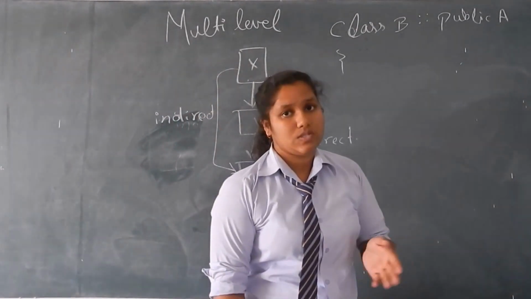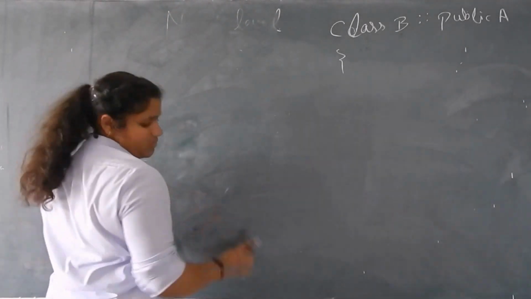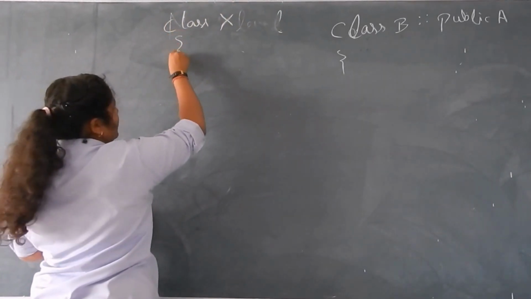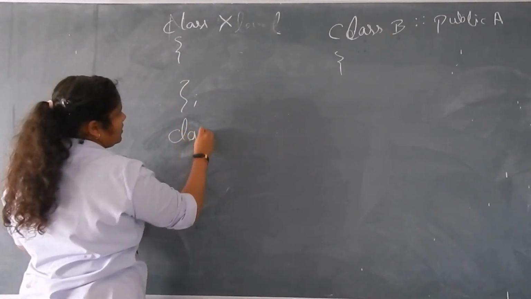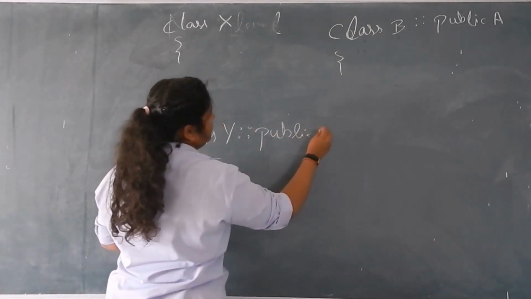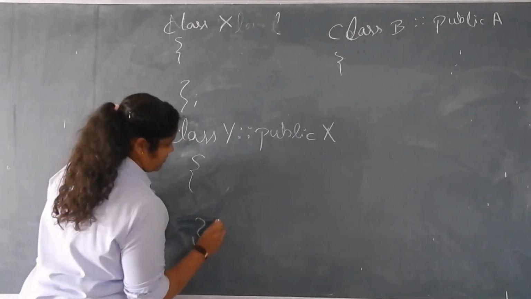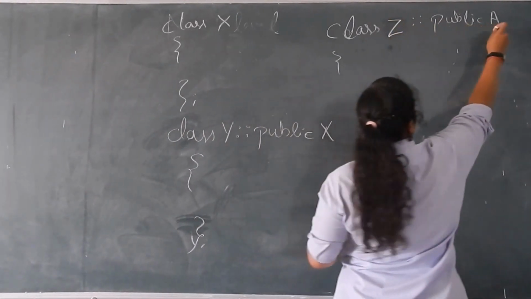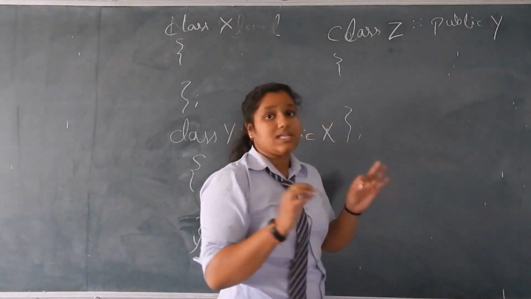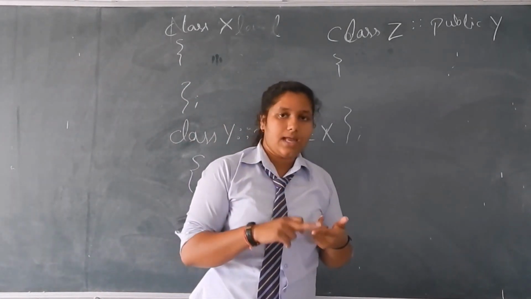Now, while using multilevel inheritance in code, we have class X, we'll define it, then class Y, which I'll use publicly derived from class X. Now there will be class Z, which will be publicly derived from class Y. Now this class Z will have all the properties and codes of both X as well as Y. So we can use codes of X and Y in Z.